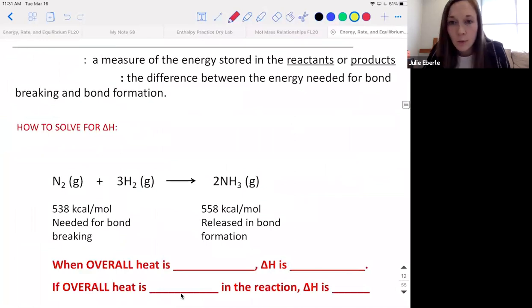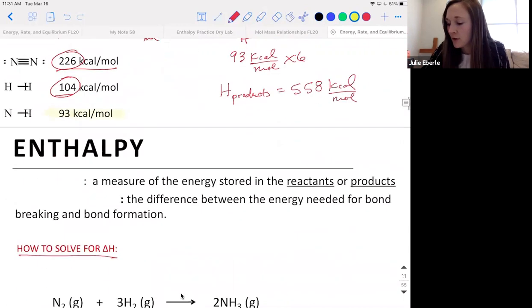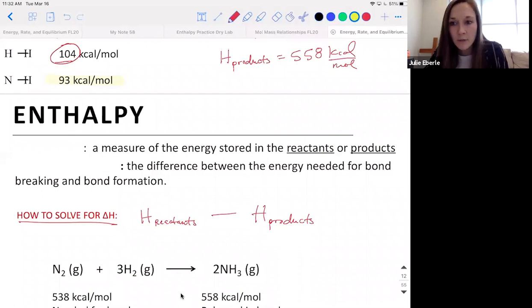So now, ultimately, what we're trying to do is solve for a delta H. We just calculated the static enthalpies of the reactant side and the product side. Now we're going to put them together and get the total change as this reaction happens. How is the energy changing? That's what we're getting at. So delta H is an equation: it's the enthalpy of the reactants minus, it's a huge minus sign, enthalpy of the products. So we're just going to subtract those numbers.